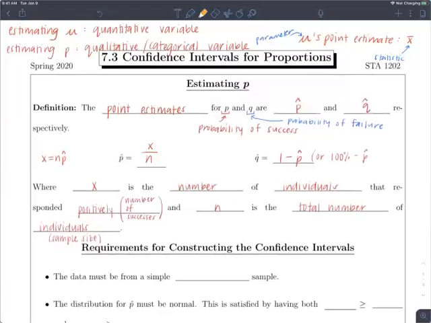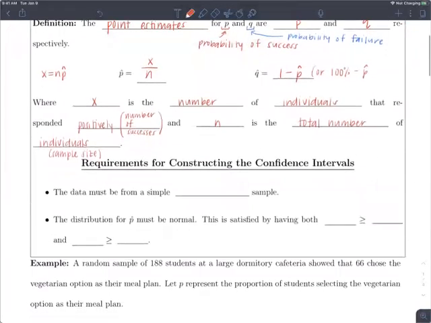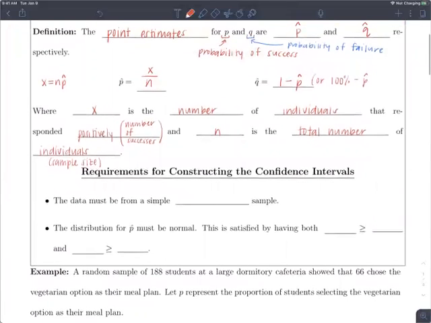Okay, so then let's talk about the requirements that you need to check before you construct your confidence intervals. Everybody, all at once, what kind of sample do you think we need to have? I hope you all sat there in your rooms and said random out loud. So yeah, the data must be from a simple random sample.